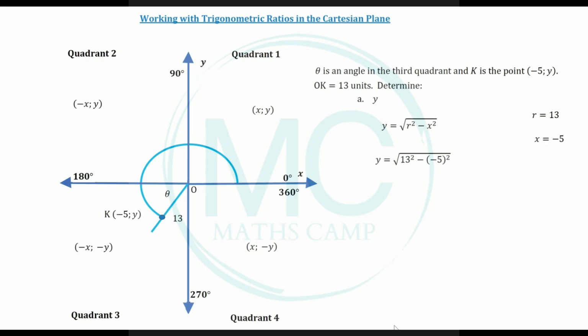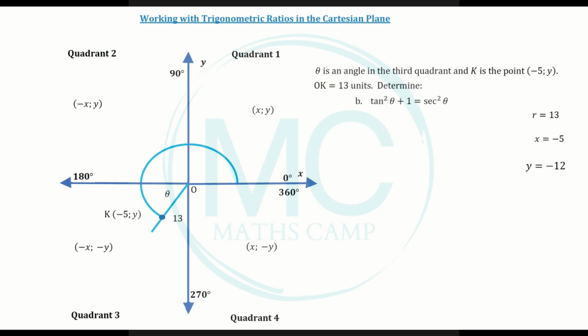But again, a root can be positive or negative. Our terminal arm lies in quadrant 3, and in this quadrant, the y-coordinate is always negative. So in this case, y is equal to -12. Let's make a note of it over here. Now we can tidy this up and move on to part B.